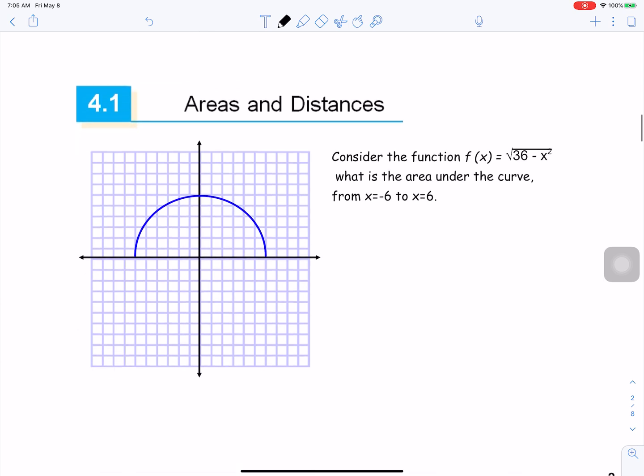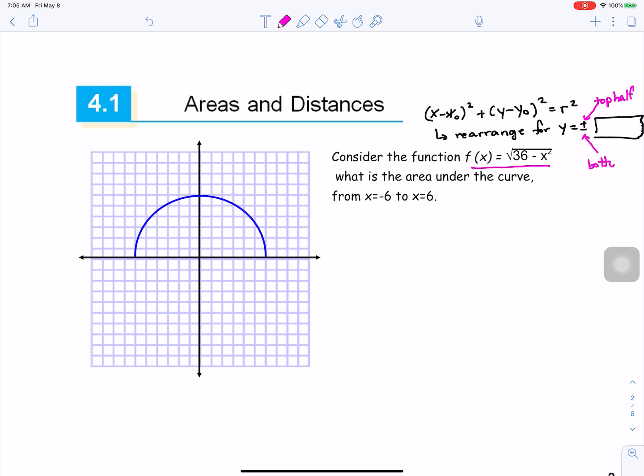Now we get a semicircle. We know that the equation of a circle is x minus x naught squared plus y minus y naught squared equals r squared. Now if you rearrange this equation for y, you get y equals plus or minus, and then an expression here. I want you to understand that the positive version represents the top half. So that's why when I rearrange, the positive version is the top half. The negative version refers to the bottom half of the circle.